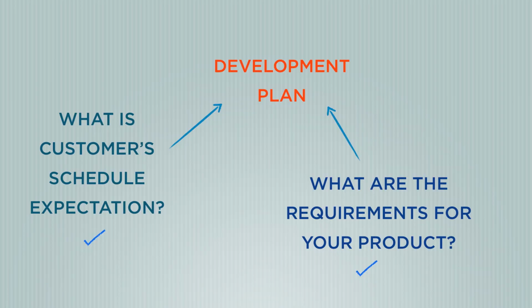Welcome back. So, in the last lecture, we said once you have two critical pieces of information, one is the customer expectation of the target schedule, and the second is at least the top level requirements of your product. Once you have these two, you're going to put them together, and now you're ready to develop a product development plan. So let's take a closer look at that process and see what you need to be watching out for right from the get-go.